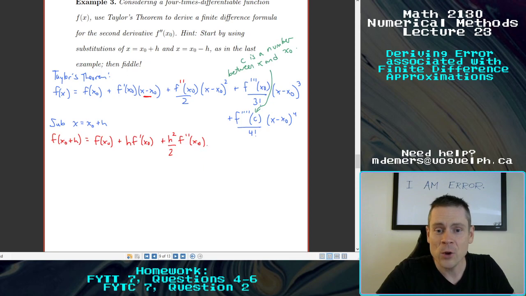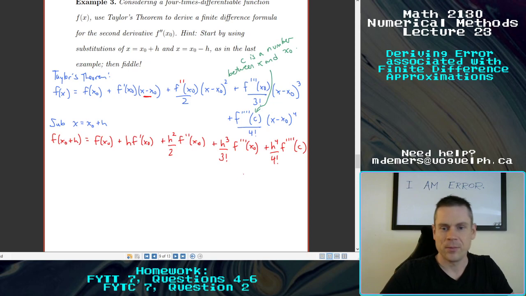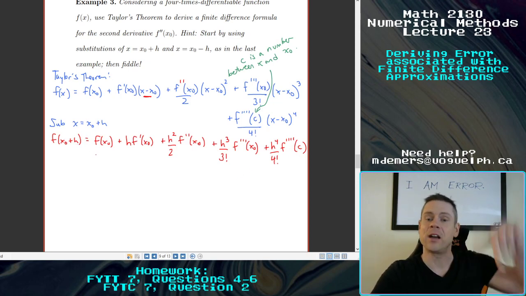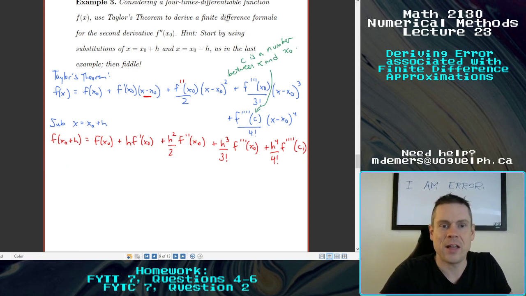Anyway, let's see. Where was I? I'm substituting in x equals x0 plus h. So this is going to become an h cubed over 3 factorial, f triple prime, and then finally an h to the 4 over 4 factorial, f fourth derivative at c. Okay. I substituted in something. I'm going to be doing a couple substitutions. So similar to before, I'm going to turn this into a c1 because it's going to be something that's different from the other one that I need. I can't call them both c. Okay, so that's cool. Let's do the other substitution here.